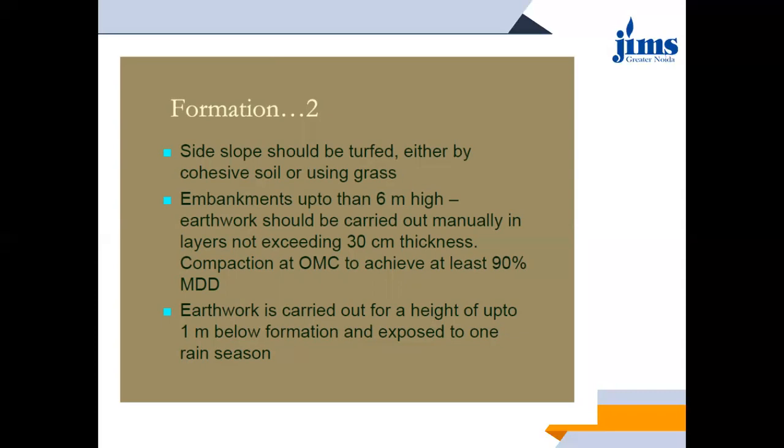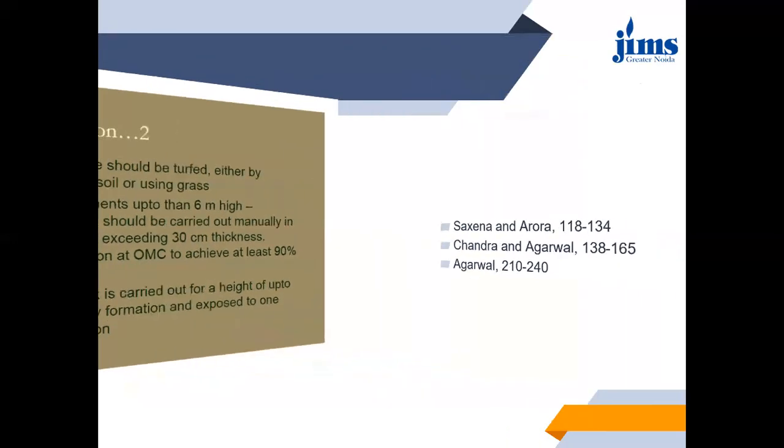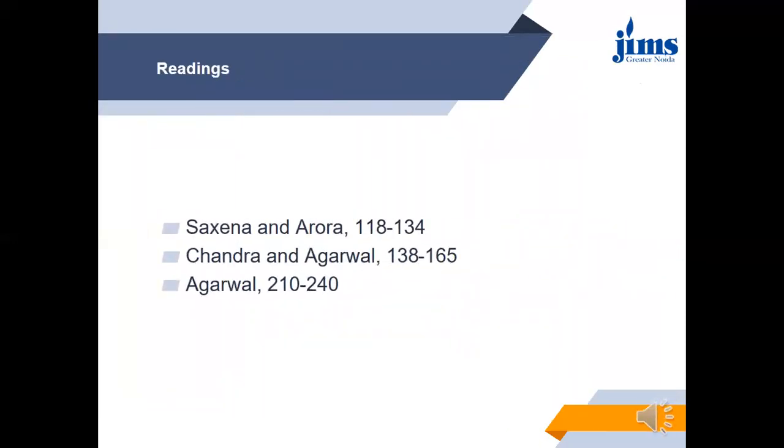Now there is one more thing, that these side slopes should be turfed either by cohesive soil or using grass so that erosion cannot take place so easily. These embankments should be up to 6 meter high, so that the earthwork can be carried out manually in layers not exceeding 30 centimeter thickness. This earthwork is carried out for a height of up to 1 meter below formation and exposed to one rain season. These are the readings which you can refer for the topics in this particular video.